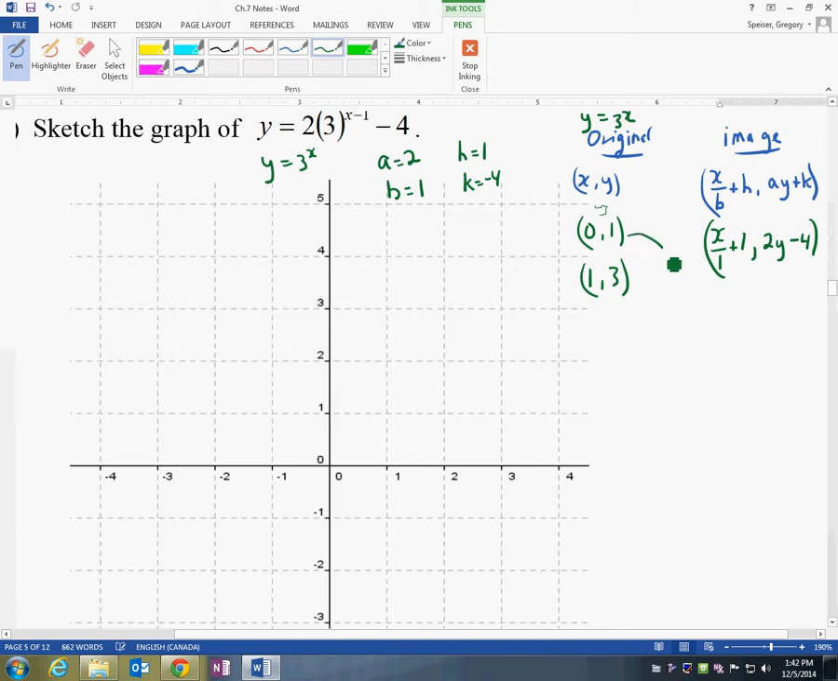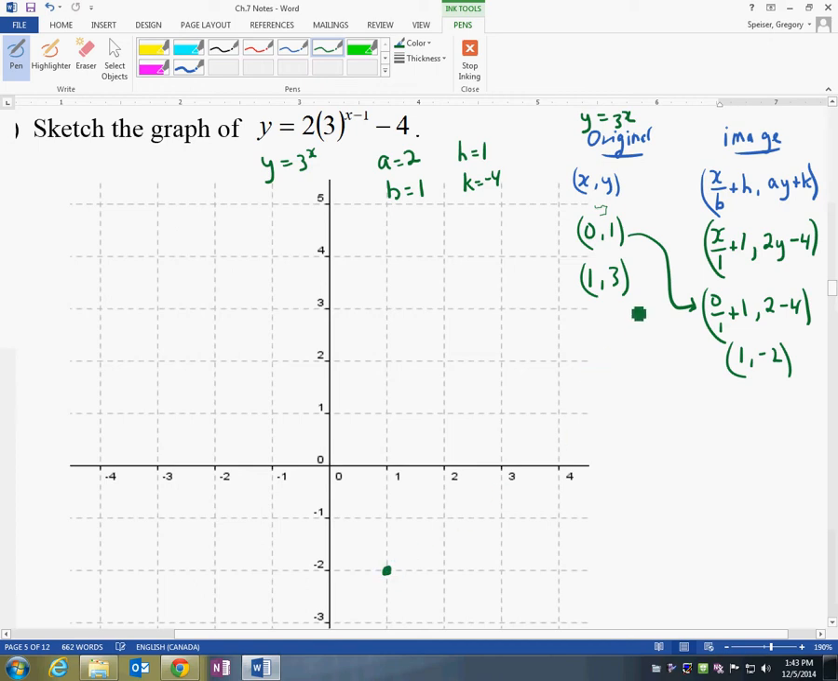So what happens to my 0, 1? 0 is my x, so it's going to be 0, 1 plus 1, comma 2 times y, which is 1, minus 4. So my 0, 1 point is going to end up being 1, -2. So that's the first point I'll put there, is 1, -2.